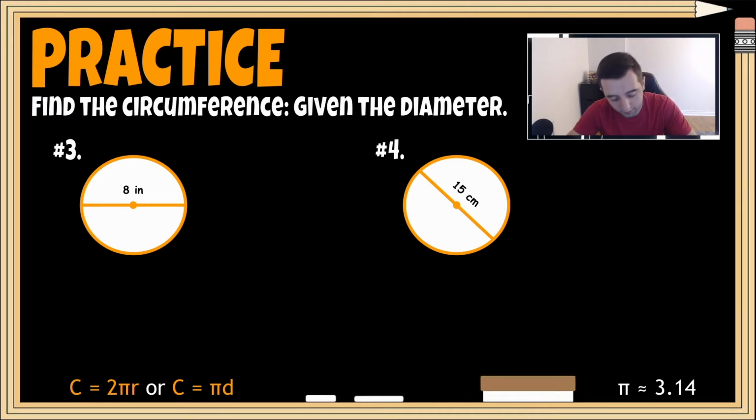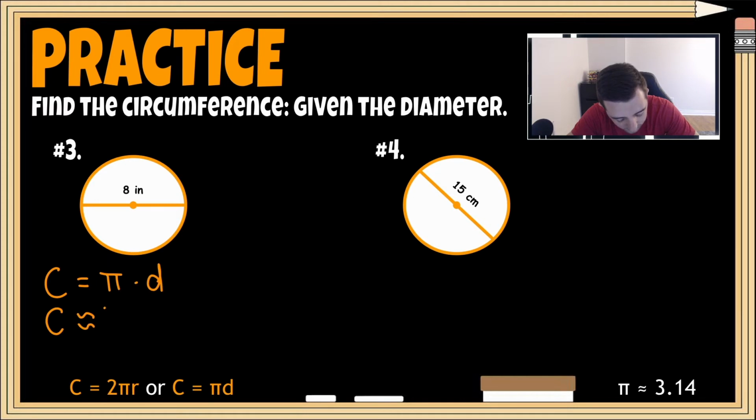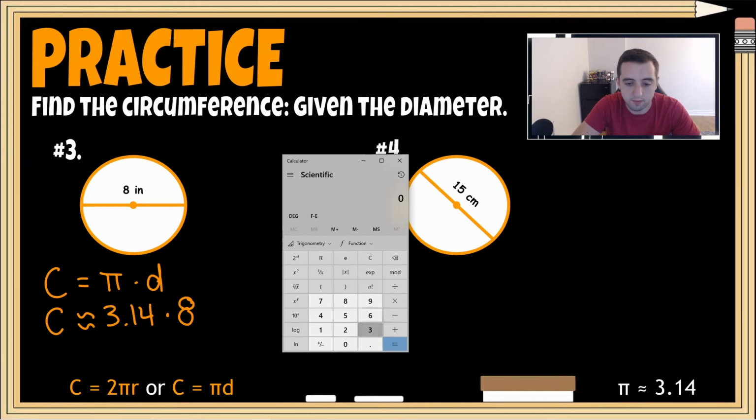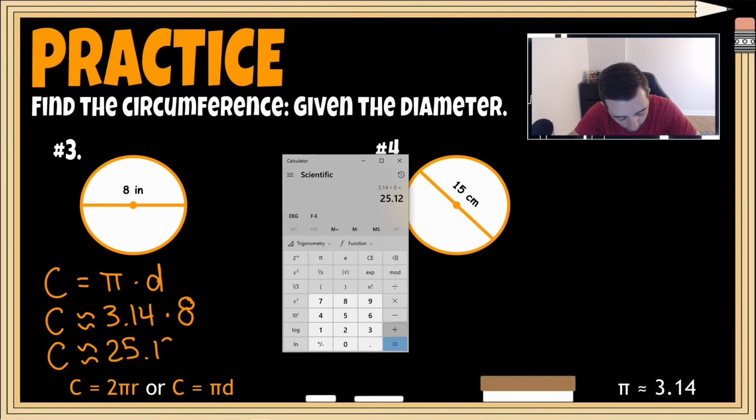So for number 3, we have circumference equals pi times diameter. Let's plug in our value. So we have C is approximately 3.14 times 8. Bring out our calculator. So we have 3.14 times 8. Our circumference is approximately 25.12. And we're dealing with inches.